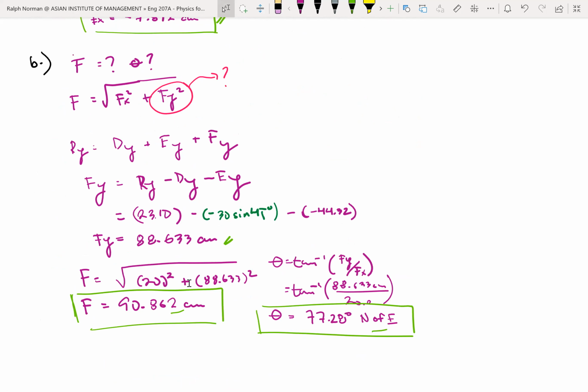86 for you. It's a big difference, no? Did I use it wrong? 88.633 divided by 20, right? 20. Shift tangent inverse of the answer. It's still 77.28 for me. But maybe it's just a matter of the degrees. Okay. No problems, Ryan. No problem.